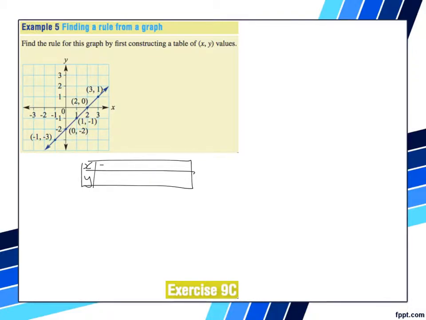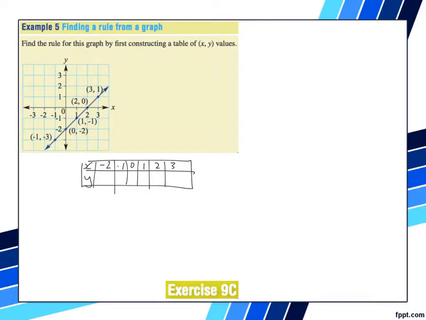I'm going to start, the smallest one there is minus 2. Minus 2 is the smallest value. X is negative 2. X is negative 1. X is 0. X is 1. X is 2. X is 3. When x is negative 1, y is negative 3.